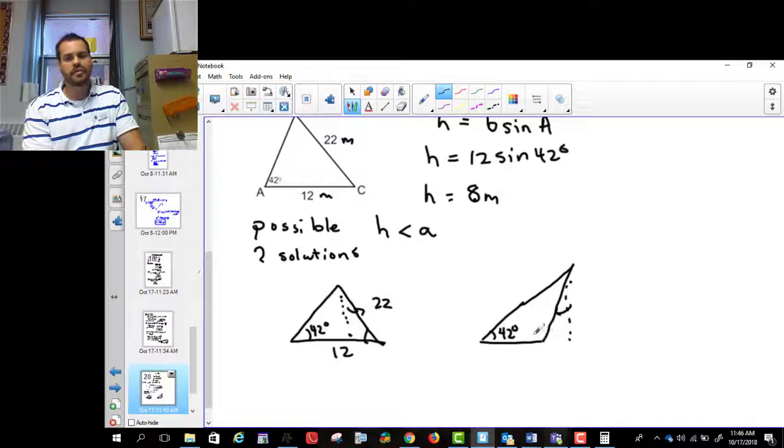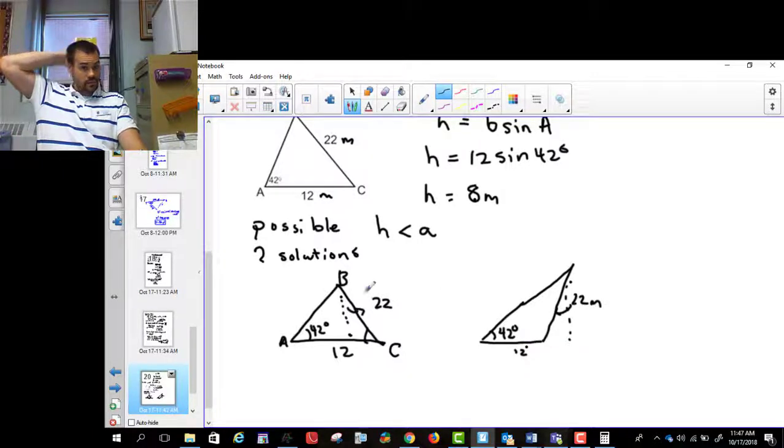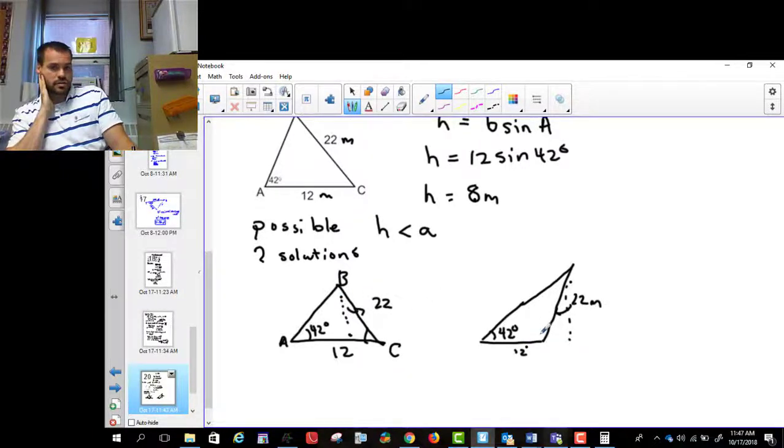What happens then is this side is 12, and this side is 22. Sorry, let me just relabel this. That's A, this is B up here, and this is C. If I label it like that, then I have to make sure that this angle is a possible angle.